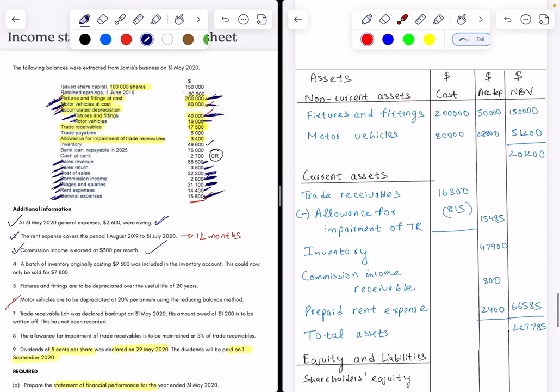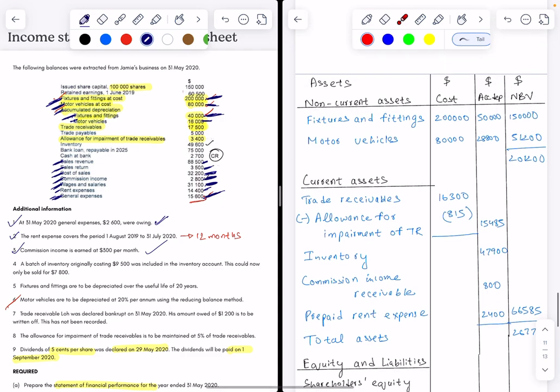Next is the current assets, obviously starting with the trade receivables. The trade receivables is $16,300. Why? Because originally we had $17,500, and then one of the guys confirmed that he's unable to pay, for which we have deducted $1,200, right? So that's why it's $16,300. And from our trade receivables, we always want to subtract the allowance for impairment of trade receivables that we have at the end of the financial year.